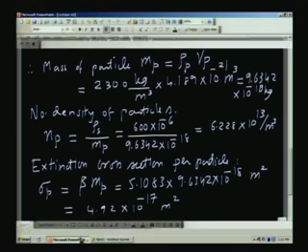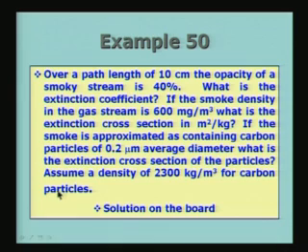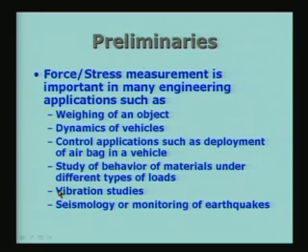So, with this we actually complete our discussion on the measurement of gas concentration, particulates and so on, and we now move on to the next topic, which is the measurement of various quantities like force, stress and so on, and torque, power and things like that. Let us look at the reason why we do that. There are many interesting important applications in engineering where such measurements are required.